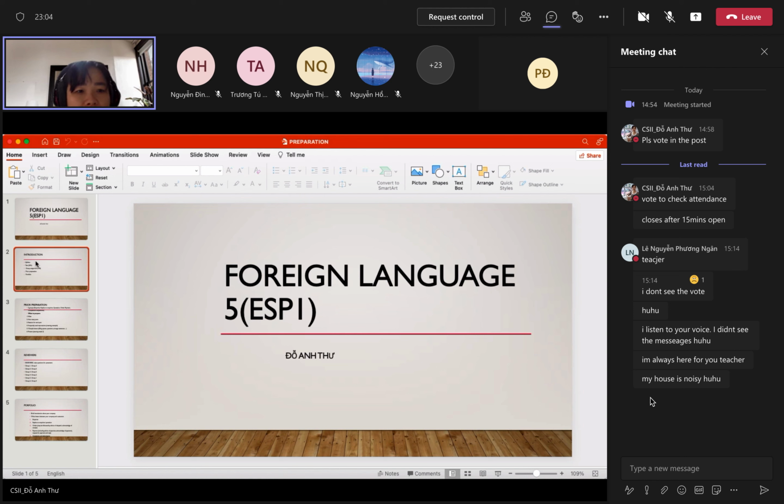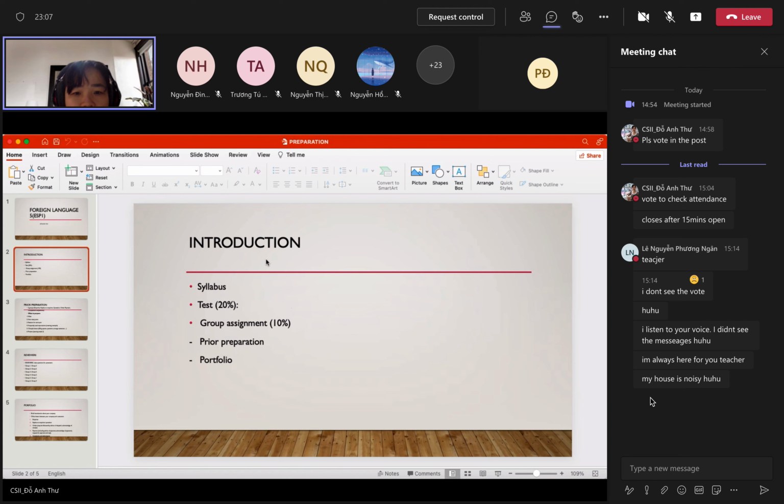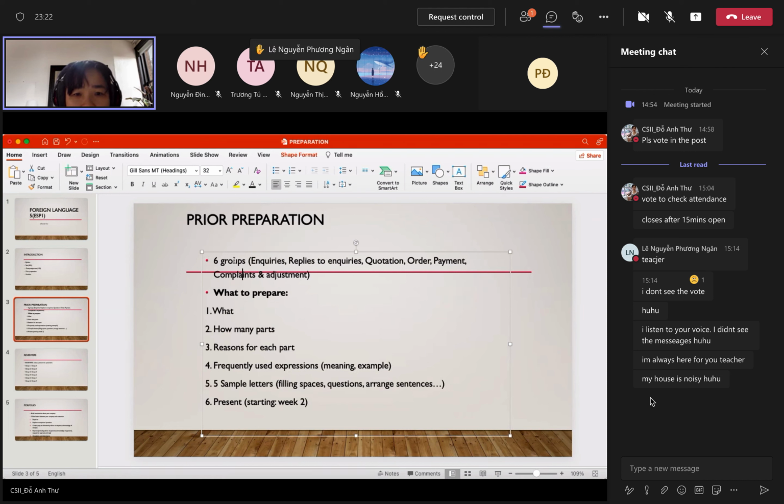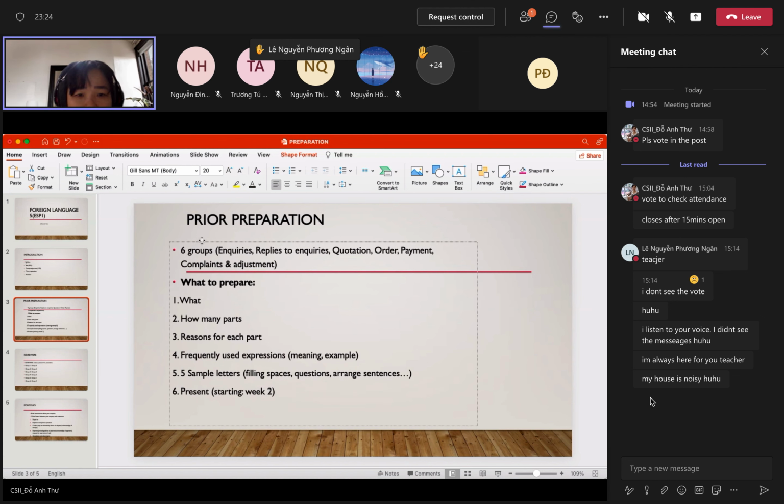All right. So first of all, this is the syllabus: test, group assignment, preparation, and portfolio. For your preparation, we have 6 groups. You are going to be divided into 6 groups, and each group will be in charge of one part, including inquiry. So the first group will present about inquiries next week, all right?